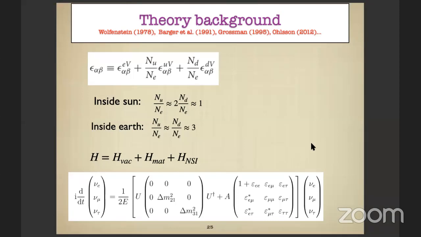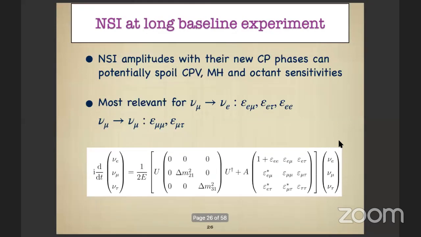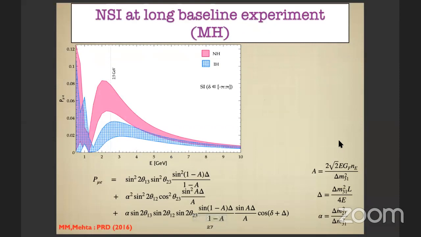Now, of course, you can guess that these NSI parameters, the off-diagonal ones, are in general complex. So they will give rise to new CP phases. And we'll see how these new CP phases can interfere with the mass hierarchy analysis. So let us first see how the problem of mass hierarchy arises, or what basically prompts one to have experiments to resolve between the various mass hierarchies.